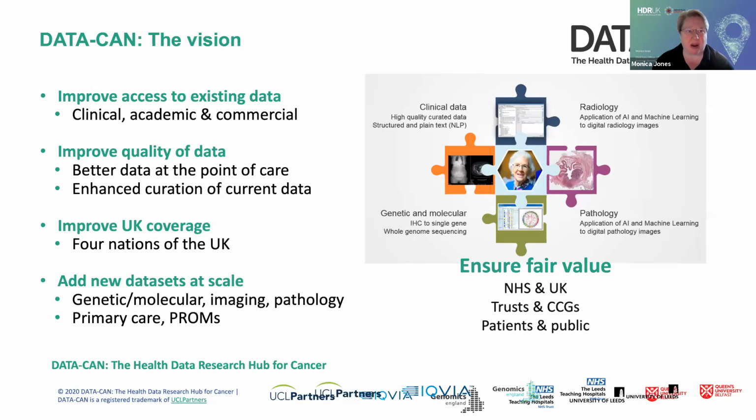So from a data perspective, this is very much our DataCan vision. Cancer is a complex disease, and you can see from the graphic that there are a whole host of things that need to come together. Very importantly, of course, putting the patient in the middle of bringing together that clinical data, the radiology, the pathology, genetic and molecular. So what we have been doing over the last 18 months is absolutely about improving access to existing data, improving the quality of the data, improving the UK coverage. So we are a UK-wide organisation, and it's not just English focused, and adding new data sets at scale, which will be the focus over the next year, particularly around genetic, molecular imaging and pathology data, and primary care data and patient-reported outcomes. Next.